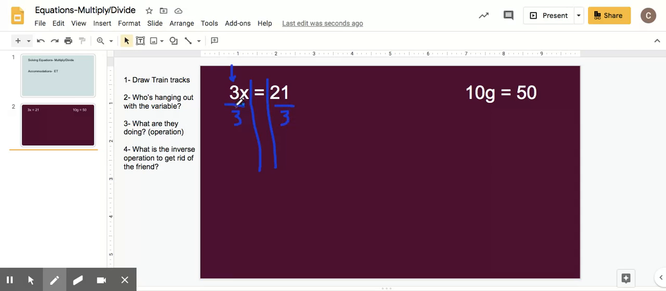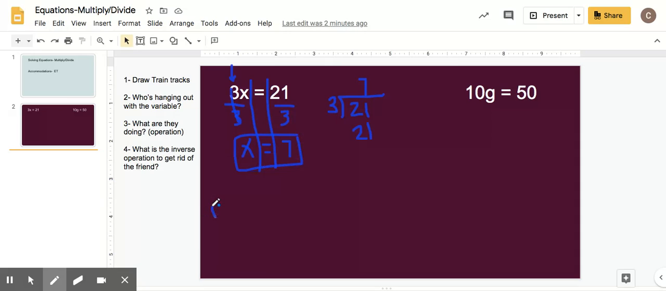When we did this before, I showed you that the 3 over 3 cancels because it turns into 1, so that we're left with just the x. And now our job is to solve 21 divided by 3. And how many times does 3 go into 21? That would be 7, which is 21. And so x is equal to 7.